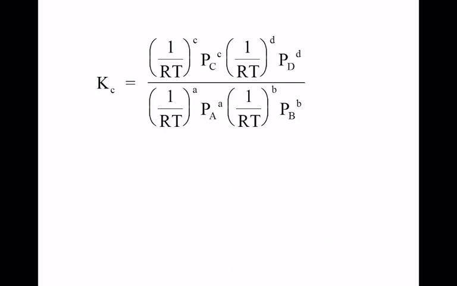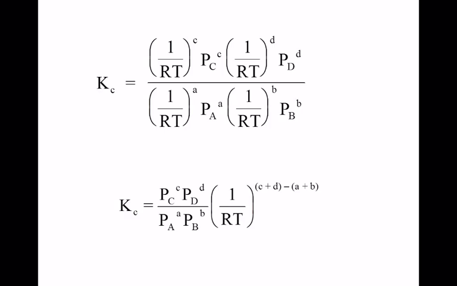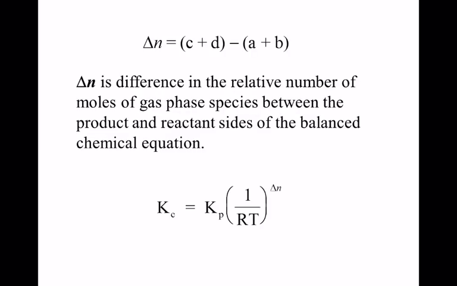So we can pull out our 1 over RT term, but make sure that we bring the exponent through like that. And then we can gather our 1 over RT terms together, and it looks like this. 1 over RT raised to the C plus D power, which is the coefficients in front of C and D, minus the A plus B power, which is the coefficients for A and B. We've pulled out our partial pressures here, which is what we were after. This right here is Kp. So we can go ahead and substitute Kp in there, and it looks like this.